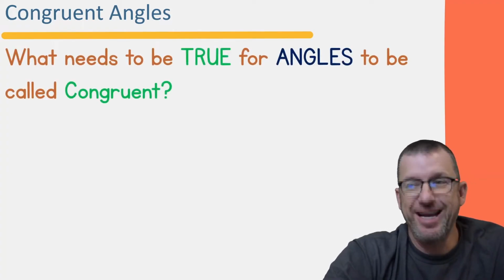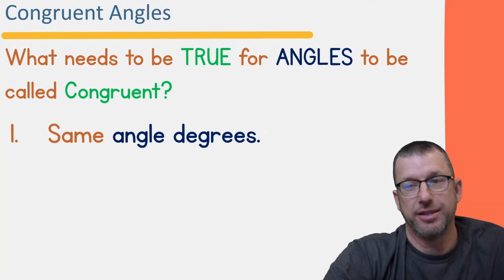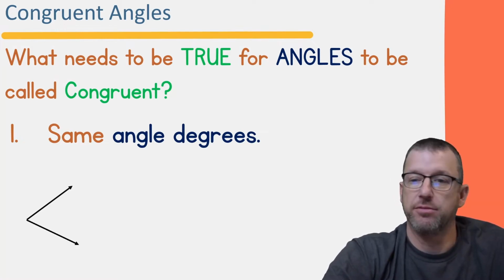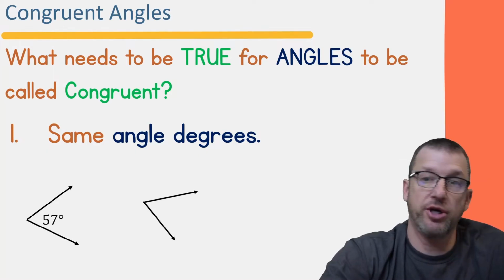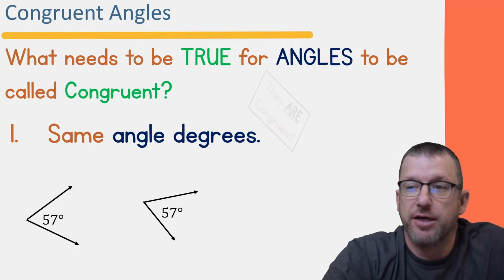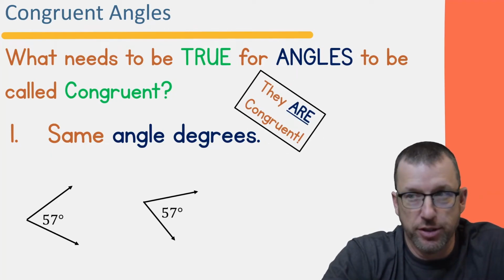Okay, and congruent angles. What needs to be true for angles to be congruent? The same angle degrees. That's it. So if I have this angle, and it's 57 degrees, in order for the other one to be congruent, it can turn, it can look different, as long as the opening is still 57 degrees. Those are congruent angles.